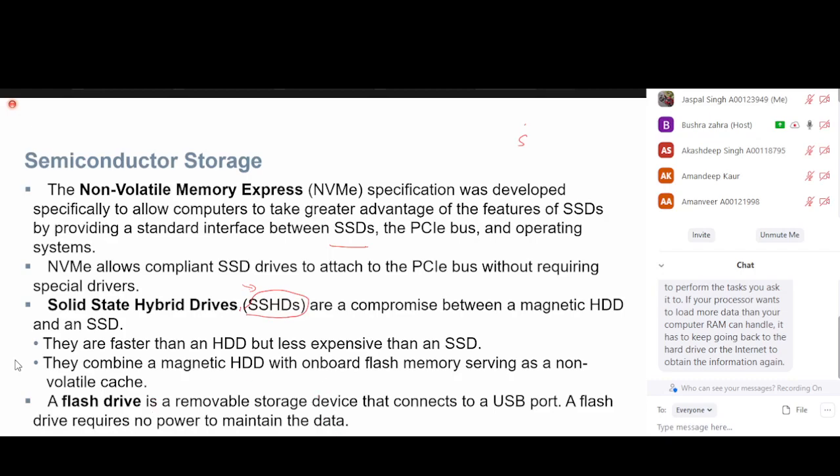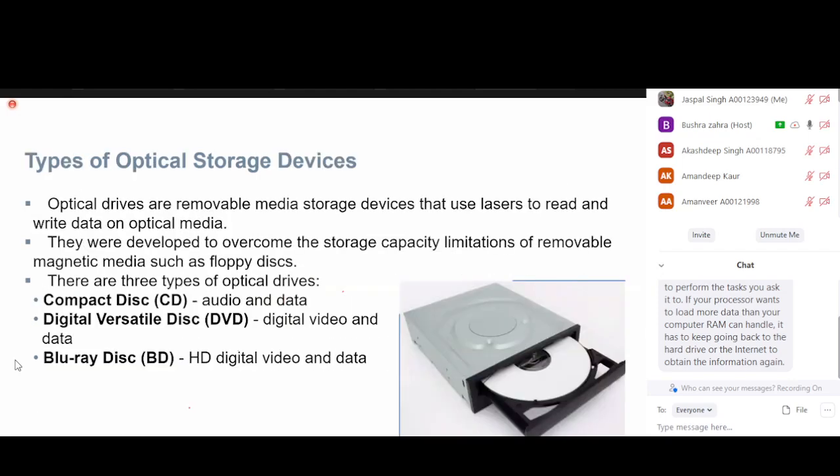I think everybody is familiar with the flash drive, the USB drive, the pen drive. Those are the terminologies we use. Sometimes people call it a USB drive, thumb drive, flash drive, or pen drive, right? Those also maintain data with no power requirements. You can plug it into USB ports, USB 3 or USB 2 ports.